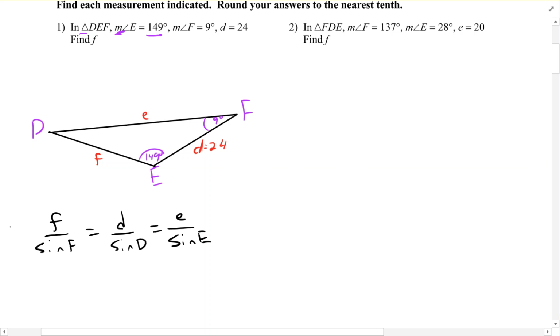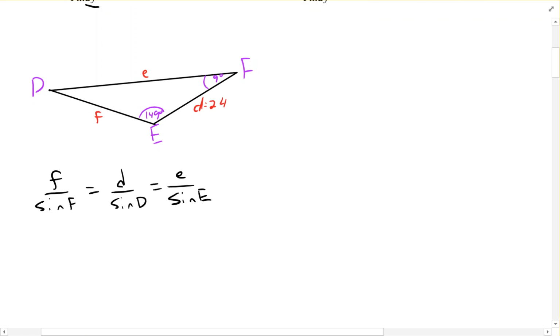I wrote them this way because we're looking for f. We're looking for a side f. And there's just a little bit less rearranging if you write that on the top. So that's just kind of why I did that. So now let's just fill in what we know. So we know we're looking for f here. So I'm going to include that. So f. Do I know sine F? I do. It's sine 9, right? I know that angle. So let's write that in. So sine 9 degrees is equal to d, we know, is 24.